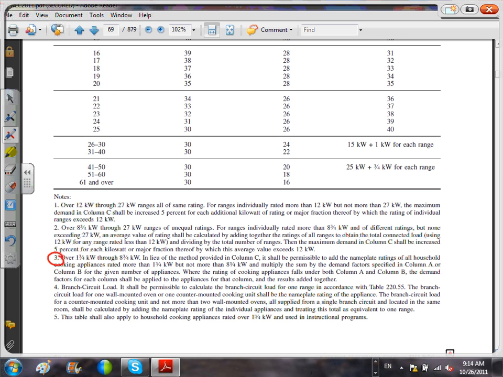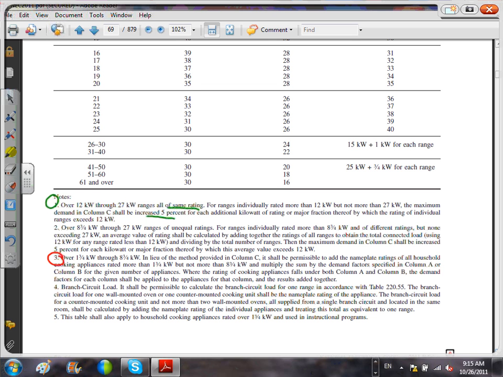Now, note number 3 covers you all the way up to 12 kW. What happens if you go higher than 12 kW? Here's what you're going to do. If it's over 12 kW, all the same size, same rating, you're going to use C, but you're going to increase 5% for every kW higher than 12. Does that make sense? I'll take an example for that one in a second. Okay, that's if they were more than 12.